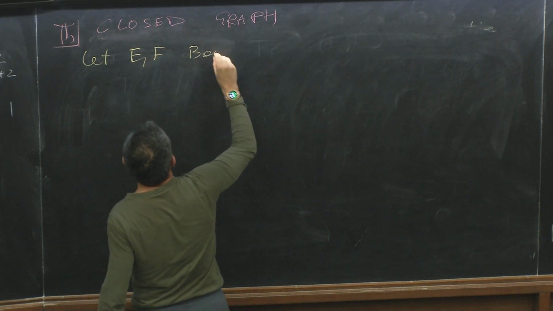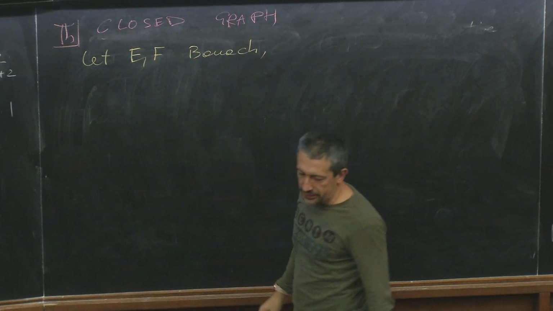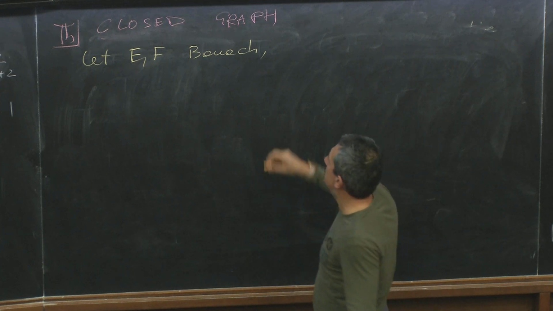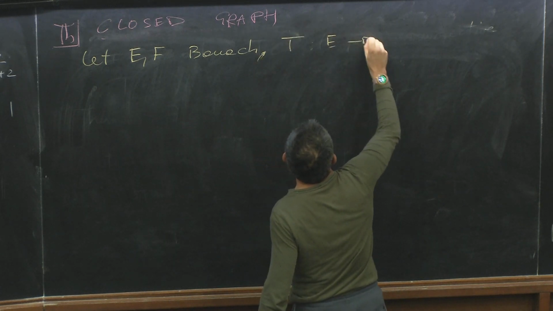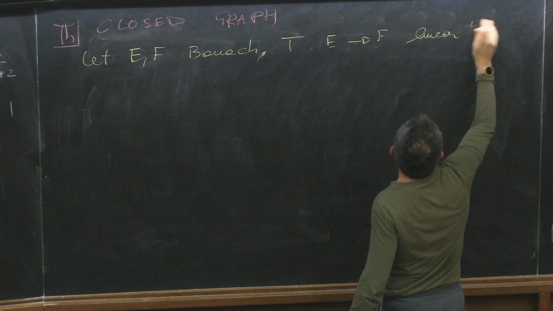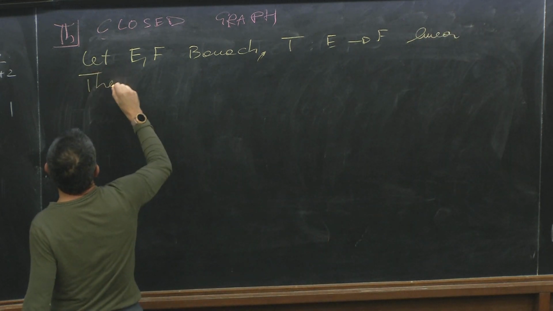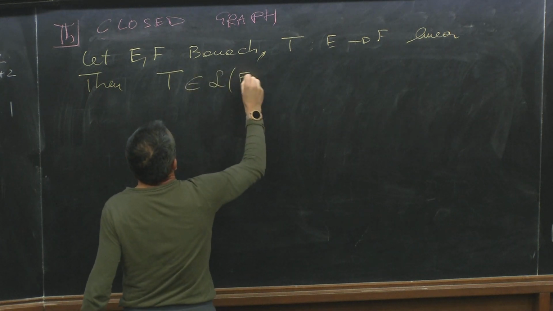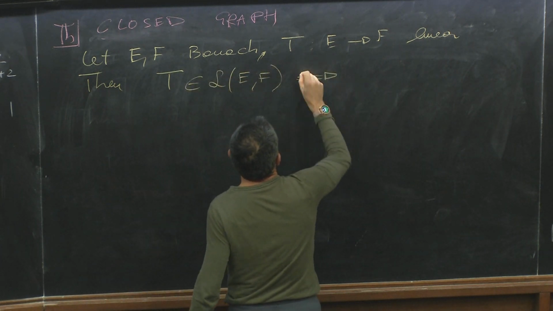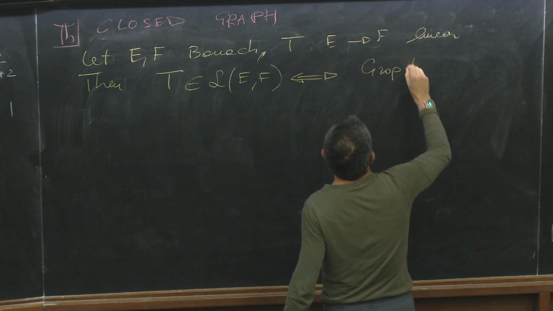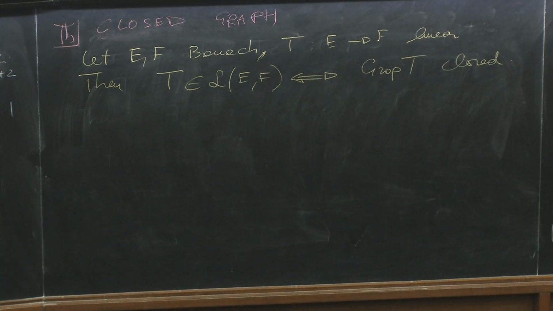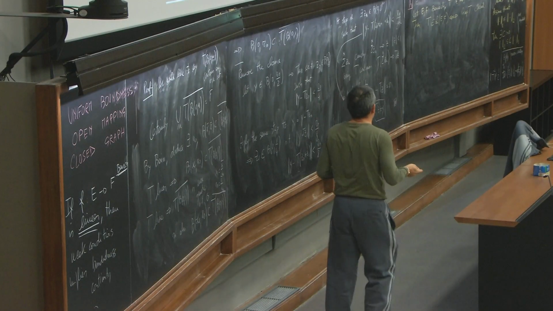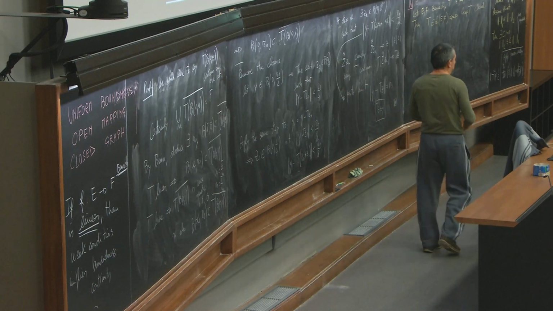As usual, we take E and F Banach. And T is a linear operator. Then T is bounded if and only if the graph of T is closed. At this point this clarifies more or less why the notion of continuity is the notion of boundedness. At this point there is only one notion of continuity, which is the boundedness.